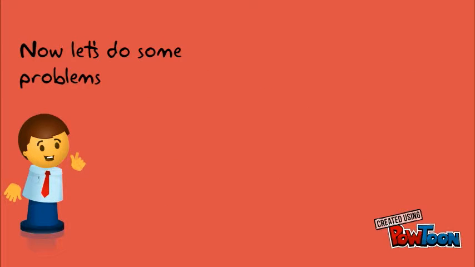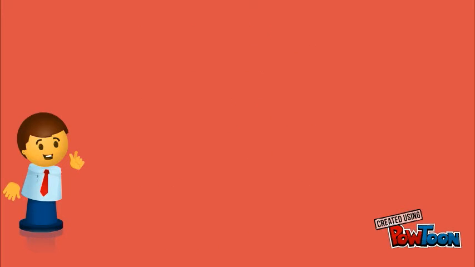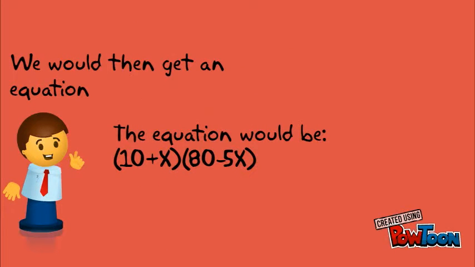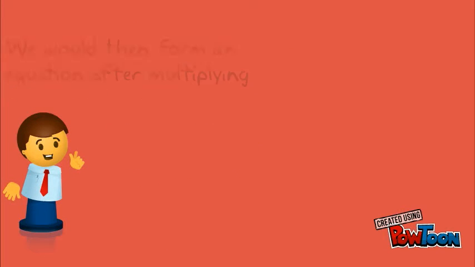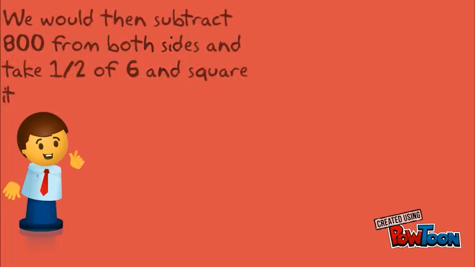Now let's do some sample problems. Let's say that the zoo charges $10 for admission, and on average, 80 people go every day. For each $2 increase, attendance drops by 5 people. What price would give the zoo the maximum revenue? Then we would get this equation, and from there, we would form an equation after multiplying it.